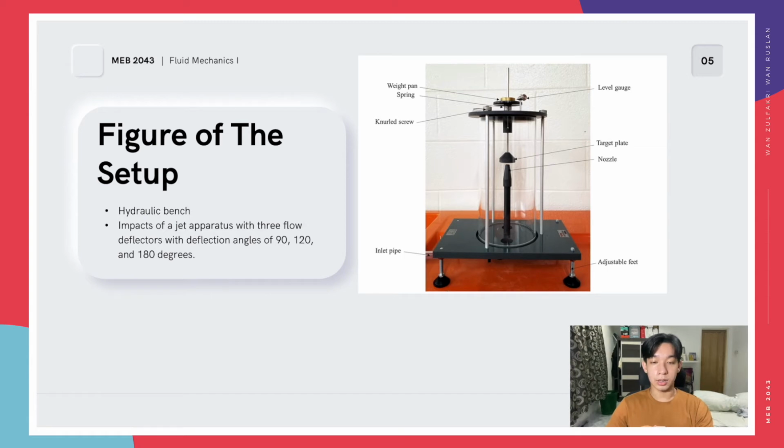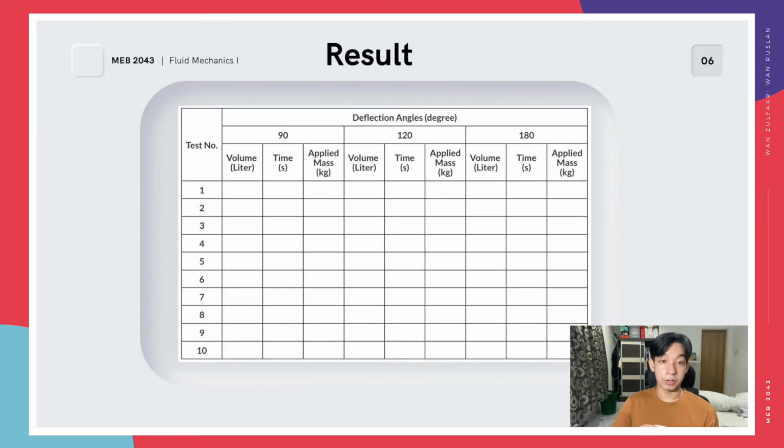The second one is the impact of a jet apparatus with 3 flow deflectors with different angles of 90 degrees, 120 degrees and 180 degrees. And this is the figure of the jet apparatus. The components in the jet apparatus are weight pan, spring, nut screw, level gauge, target plate, nozzle, adjustable feet and inlet pipe. As for the result, this is the raw data table.